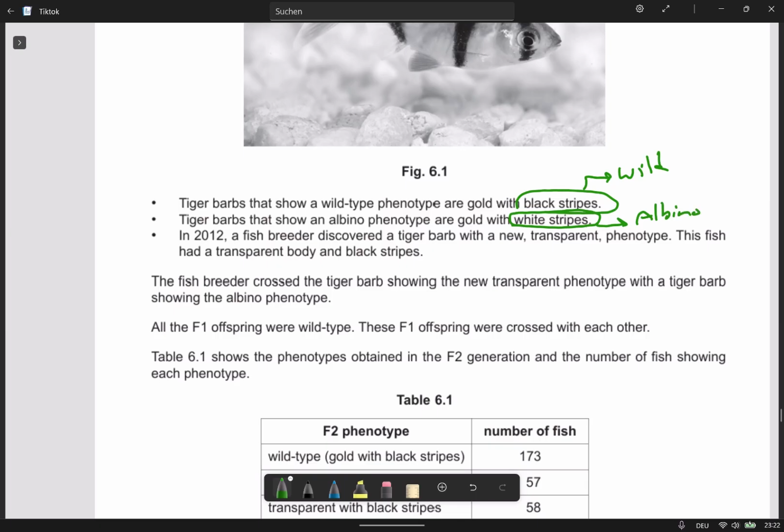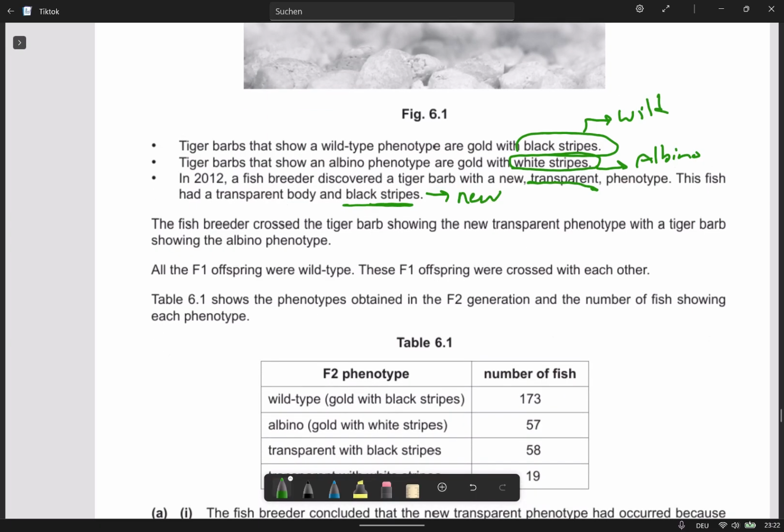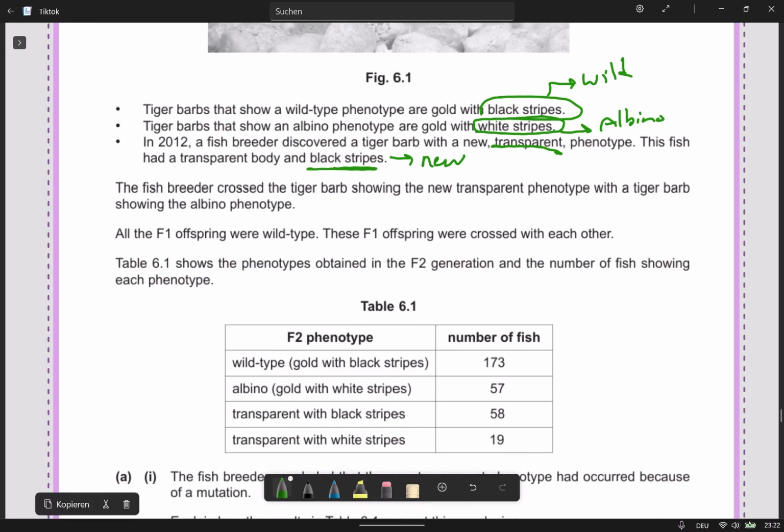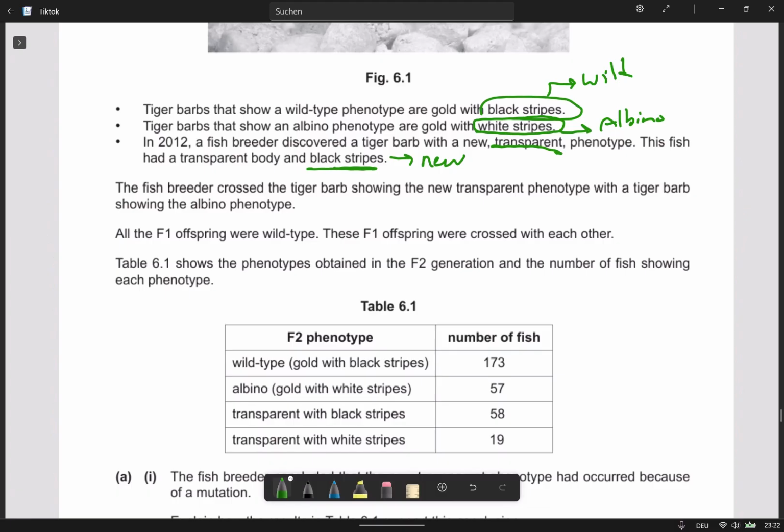Okay, in 2012, a fish breeder discovered a tiger barb with a new transparent phenotype. This fish had a transparent body and black stripes. So this is the new kind of phenotype. The fish breeder crossed the tiger barb showing the new transparent phenotype with a tiger barb that was albino. So he crossed those two together. Let's see if there's any relevance to this in the question.